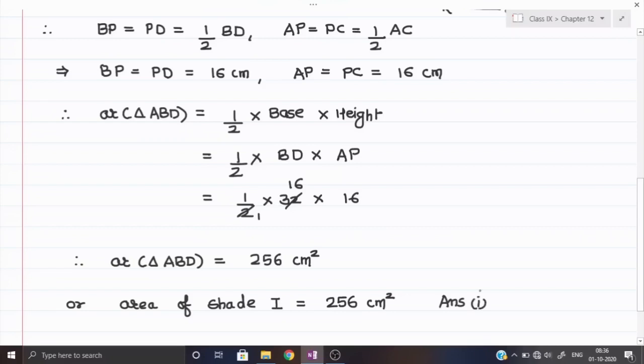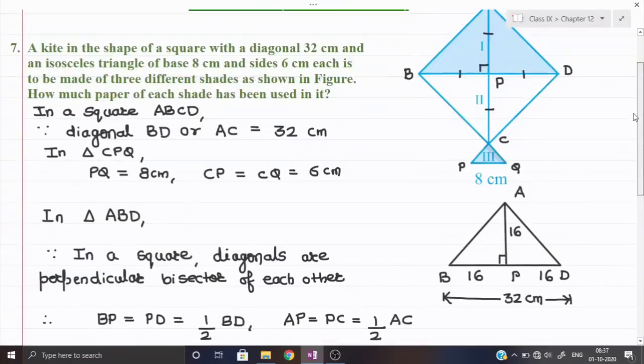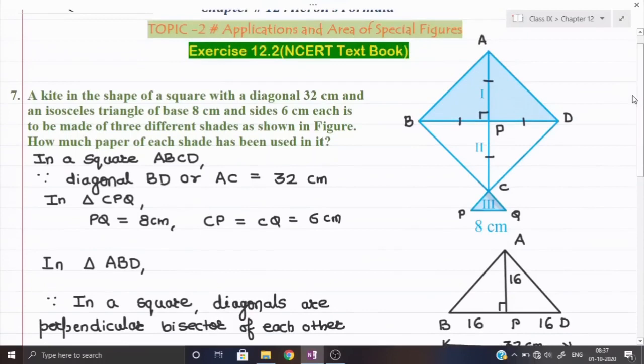Now look at the shade 2. As I told you, the shade 1 and shade 2 will have the same area. In the shade 2 also you see CP can be considered as perpendicular and BD can be considered as base. CP will again be equal to 16 centimeter because AP and PC are same, that already we have written there, and the value of BD is the same that we have taken in the triangle ABD. So we can say that ABD and CBD will have the same area.